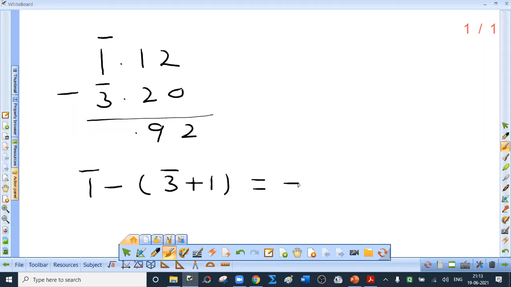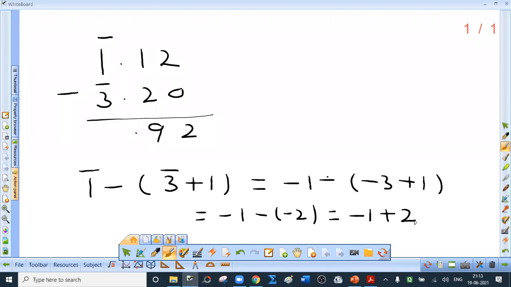Now, what is bar 1? Minus 1. Minus, what is bar 3? Minus 3 plus 1 as it is. So, it is minus 1 minus, what is minus 3 plus 1? Minus 2. So, it is minus 1 minus minus, which is plus. So, minus 1 plus 2 is plus 1. So, finally, it is 1.92.